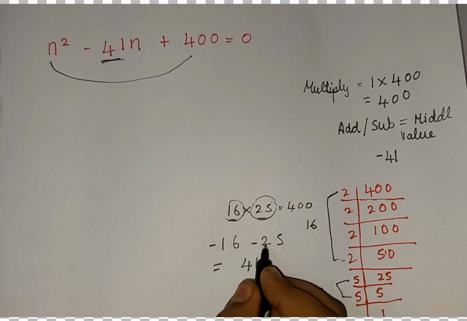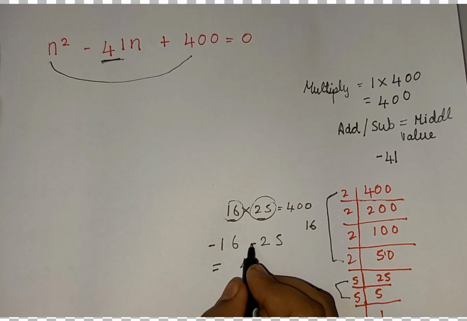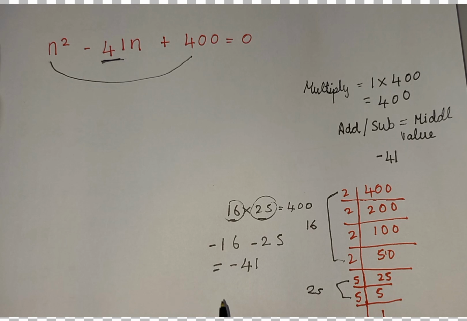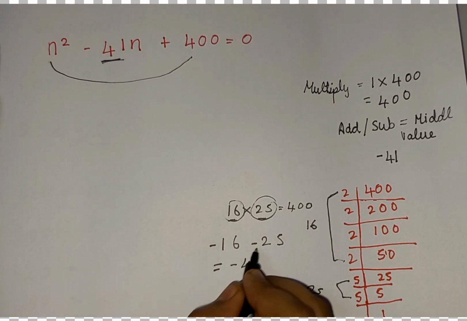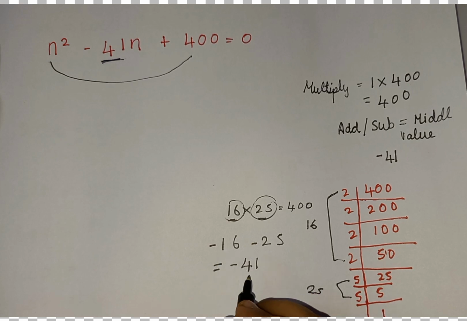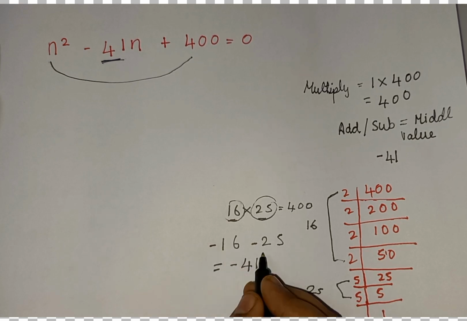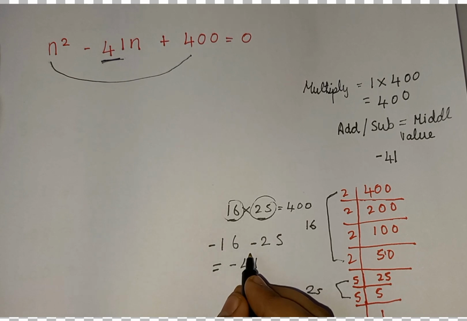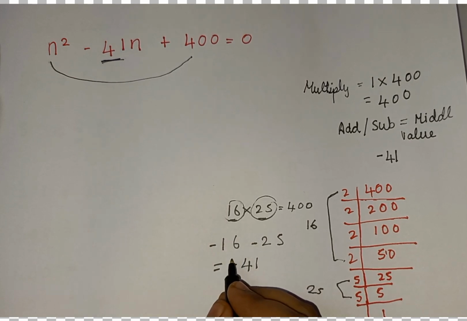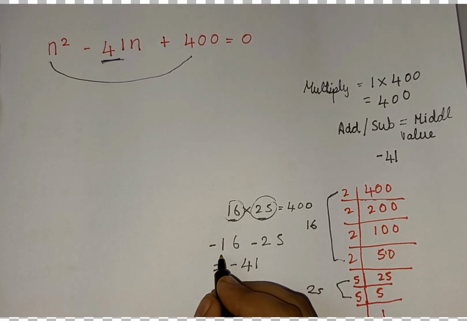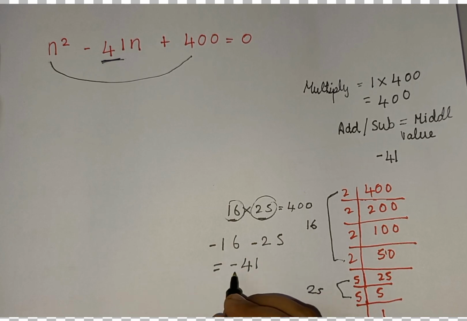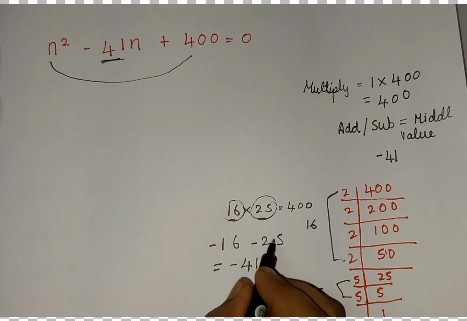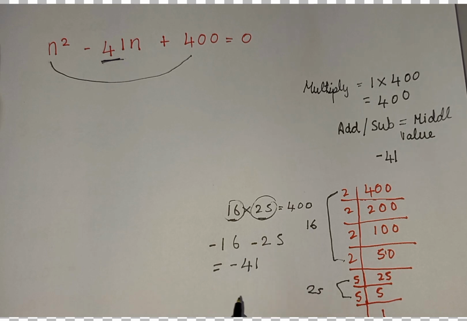Why did I put minus here? Because here the greatest number is 25, and we want minus 41. Then minus and minus is plus, and only then will we be able to add. If I don't put minus here, we will be able to subtract, but we won't be able to add them. Just to add them, I put minus here as well as here. Because I want minus 41, I put a minus for the greatest number, that is 25. So finally I got minus 41.